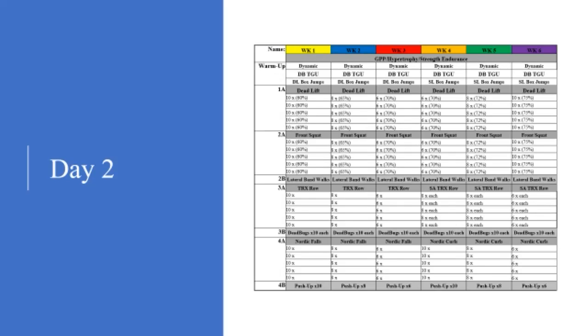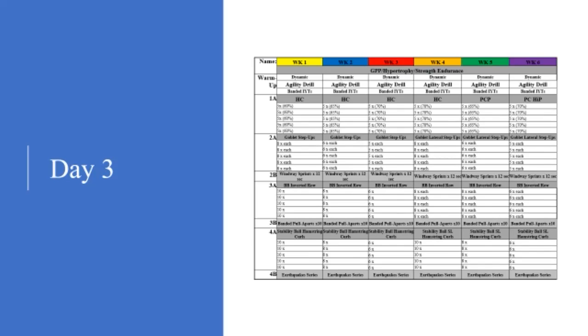Looking at day 2, we'll start with a deadlift throughout the 6 weeks. Then we're going to go into a front squat throughout the 6 weeks. And with the front squat, we're going to pair the lateral banded walks and the TRX row. And then with the TRX row, we'll pair that with some dead bugs, once again for that core, some Nordic falls, which are going to be some hamstring strengthening, and then push-ups.